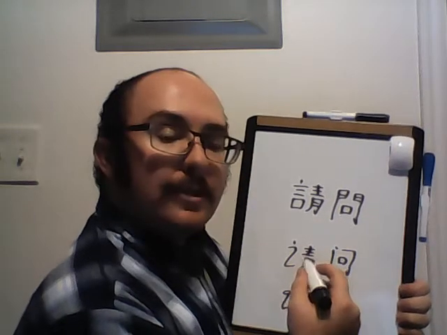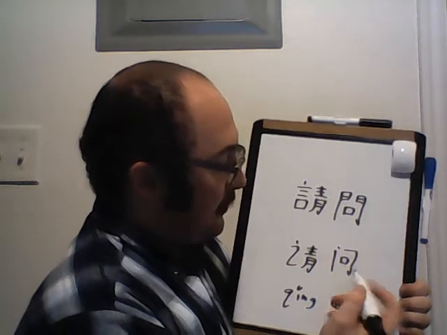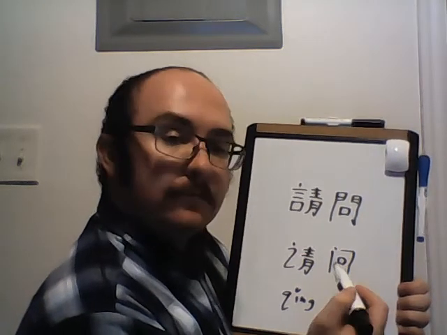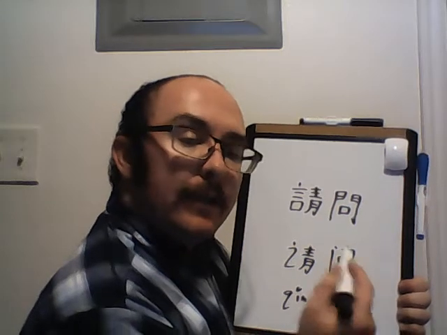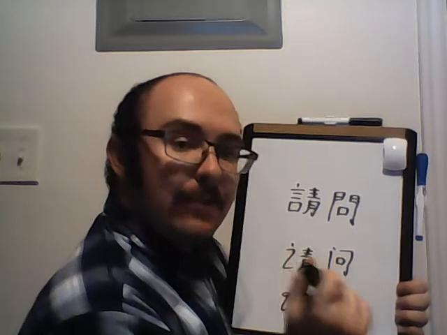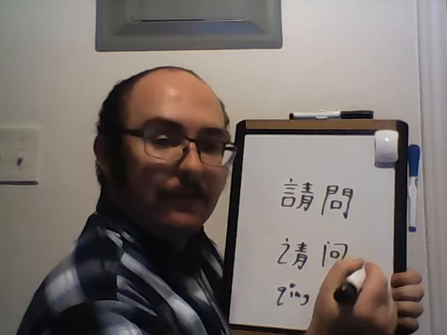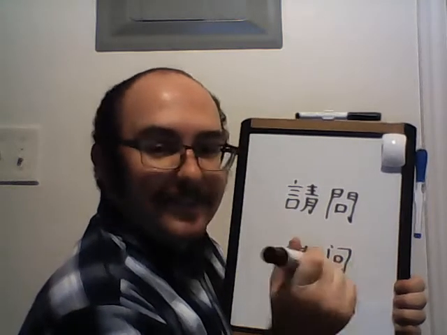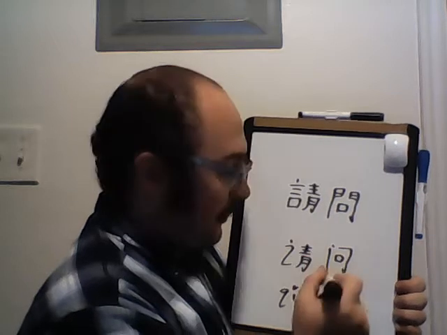Qing is kind of the Chinese please. Wen, to ask a question. Wen. And you need to say this right. Qing wen. Qing wen. You can't over practice this word. Qing wen.